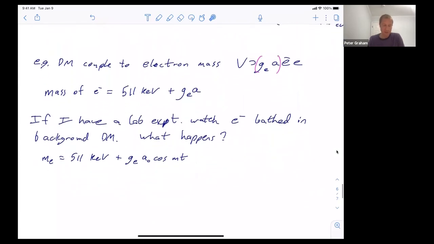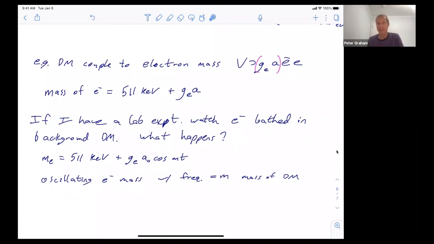But let's even just think about this right now. This is an oscillating electron mass, oscillating with a frequency equal to m, the mass of the dark matter, okay? So imagine I'm watching the electron mass, it's stuck here averaging at 511 keV. In fact, if I do an experiment which averages over timescales very long compared to this frequency, I wouldn't even see this at all, right? So that's one answer to why I might not have seen this yet.